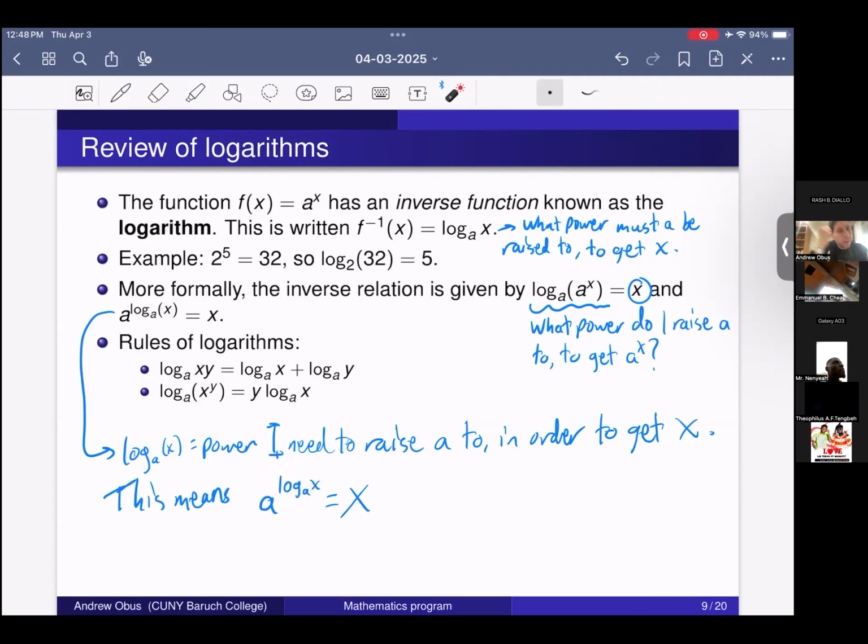Okay? So it turns out that logarithms have their own rules that are kind of the reverse of exponential rules. We're not going to use these very much, so I'm not going to spend a lot of time going over them. But let's just remember that the log to base a of xy equals the log a of x plus the log a of y, and the log to base a of x to the y is equal to y times the log to base a of x. Okay, these are rules of logarithms that you can go over if you want to at some point.